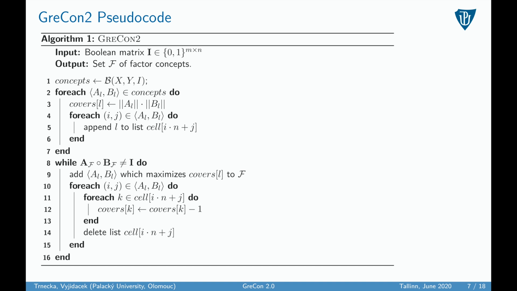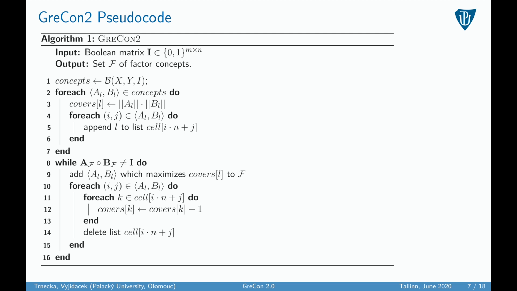As I said, we have matrix I on the input and the set of factor concepts on the output. Firstly, we need to compute all concepts like GreCon. Then, for each concept, we compute actual coverage and store it in the array covers, and create an item in the array called cells, where we store for each item in the matrix I which concept covers this item. Now we are ready to start with factorization.